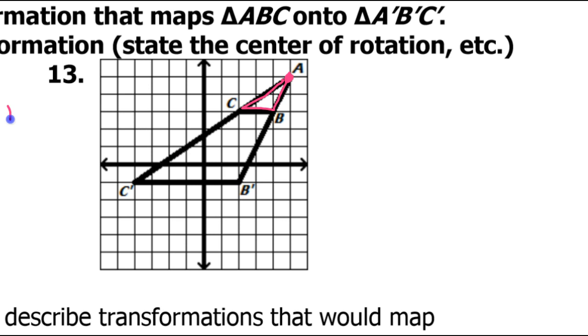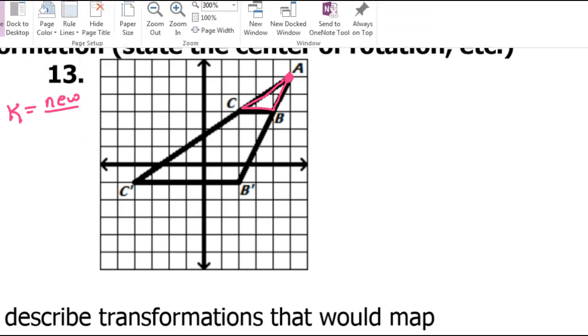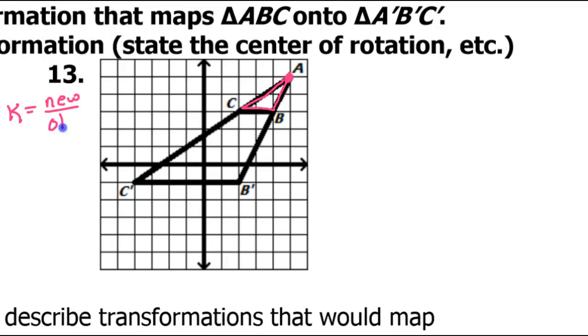So the scale factor, which I always call K, is a new length divided by an old length. I put the word length by accident. Scale factor is all about new over old. And yes, they are lengths. So the easiest length to use is the one that is horizontal. The diagonal ones are tough.